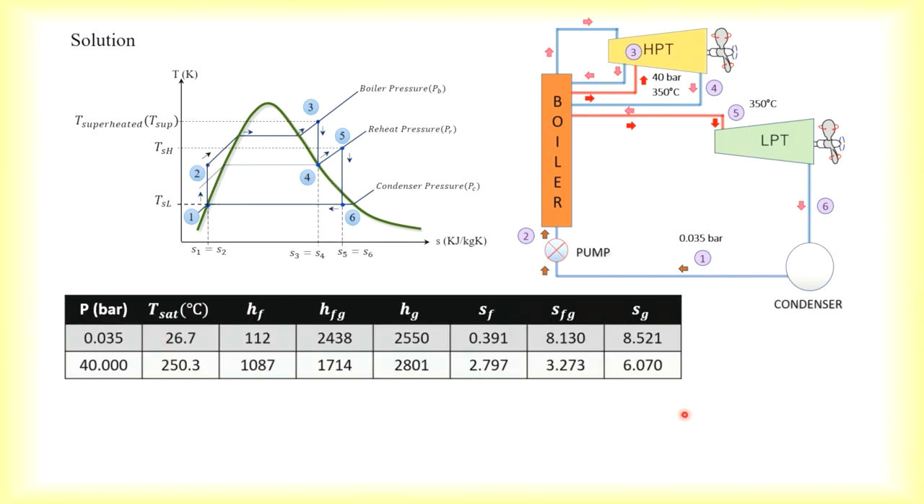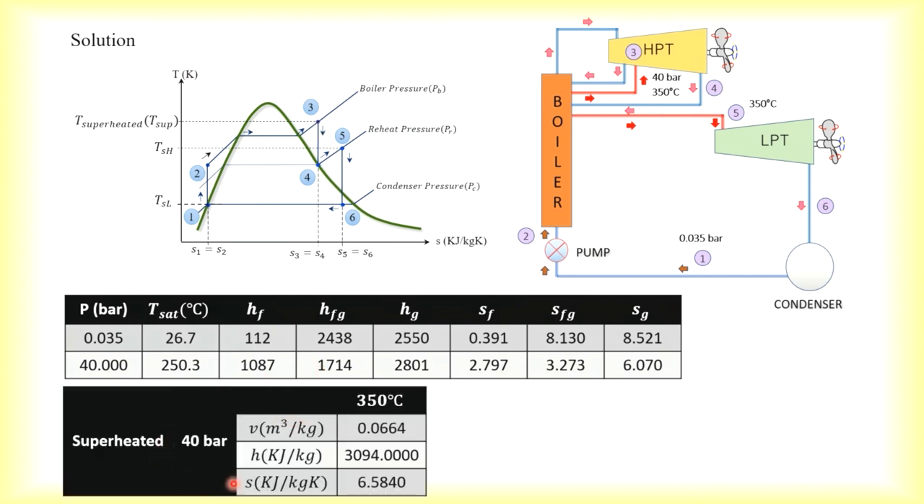So now these are the data extracted from the property tables or steam table, based on one pressure for the condenser and the second one, that is the boiler pressure. They are all in bars. So this only shows you the dry saturated steam. If it is superheated, then you should be referring to pressure 40 bar and 350 degrees C. So these are the properties based on 40 bar and 350 degrees Celsius.